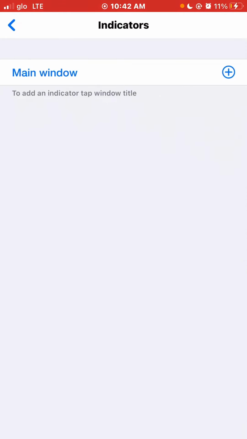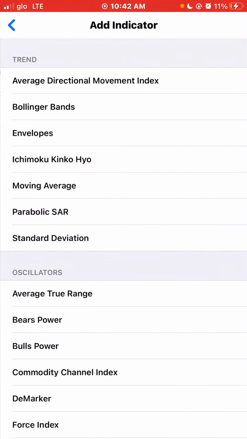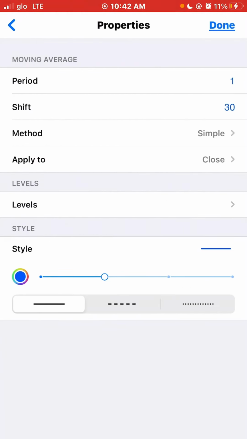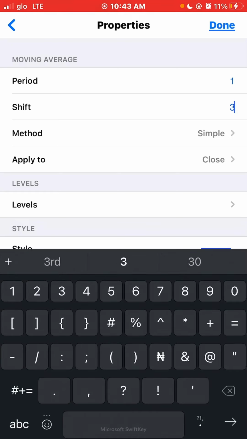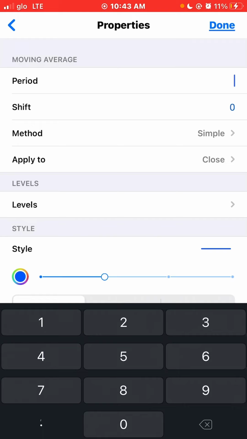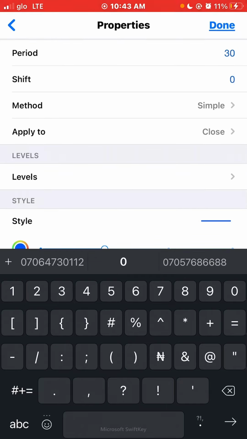The very first indicator you want to put is your moving average. When you get to your moving average, the period has to be 30. Sorry, the period has to be 30, not 1. That's the main indicator that will be in the main chart. Then your shift is 0. Then the method is simple, apply to close.